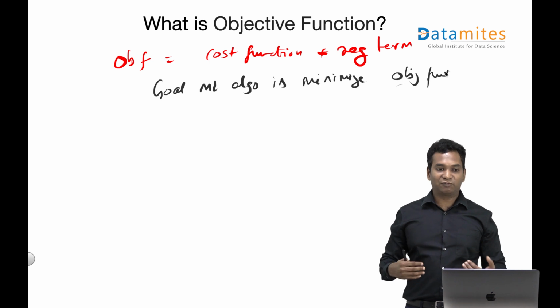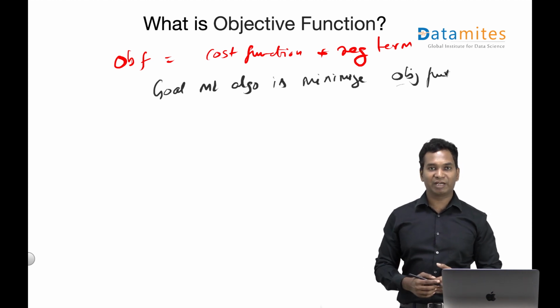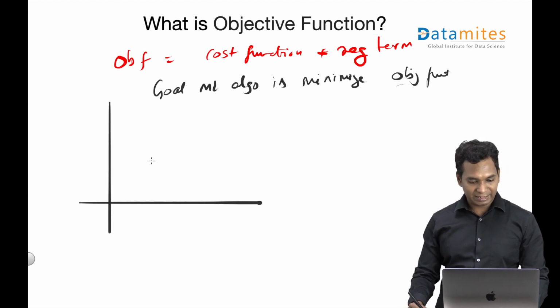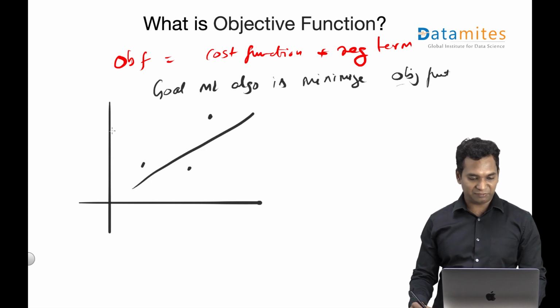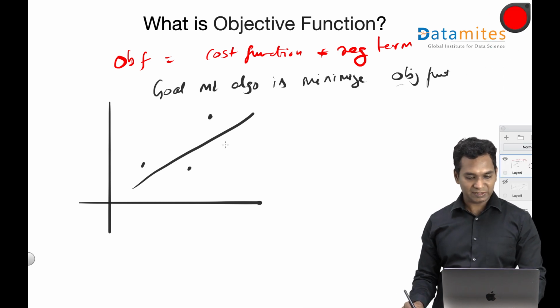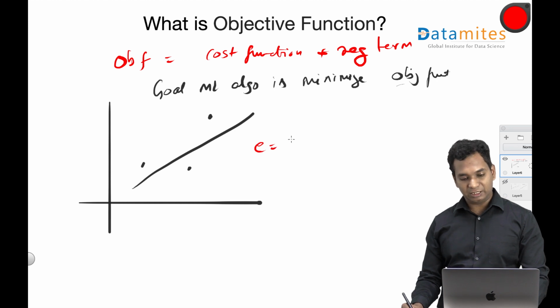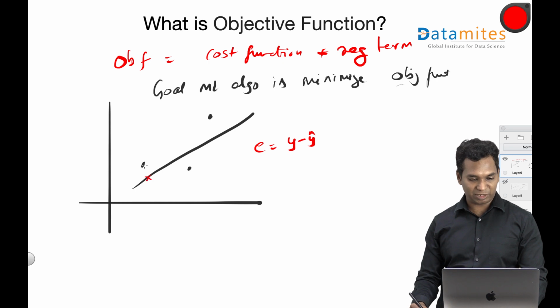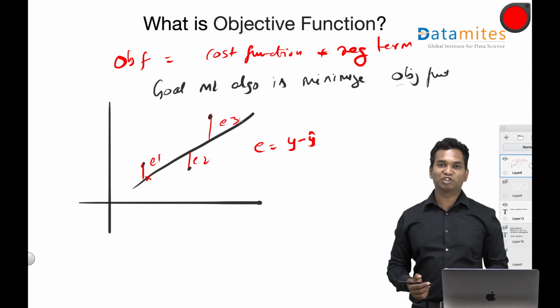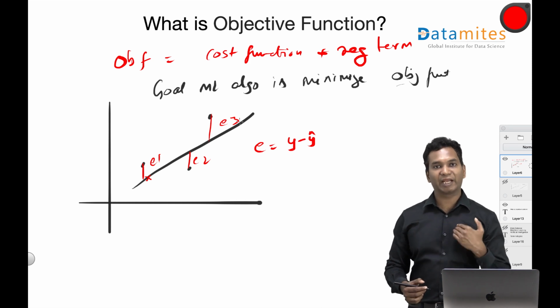So if you want to explain a little further, let's take a simple algorithm of linear regression. Linear regression is fitting a line to the given data. Let's say you have data like this, and then you have a line like this which is being fitted, so obviously we have errors. Error is defined as actual value minus predicted value. In this case, this is your predicted values and these are your actual values. This is error 1, E1, E2 and E3. In linear regression, the loss function or the cost function is the sum of square of errors.